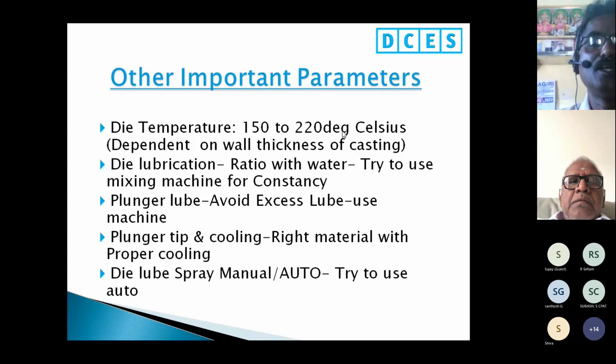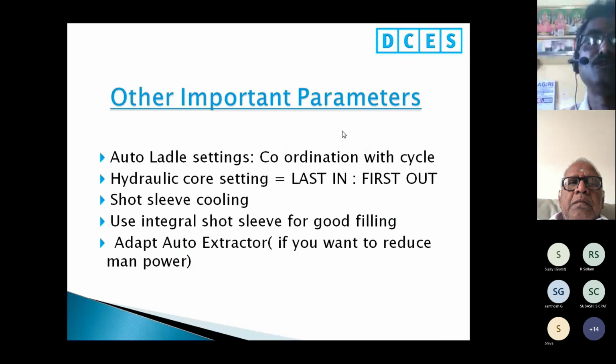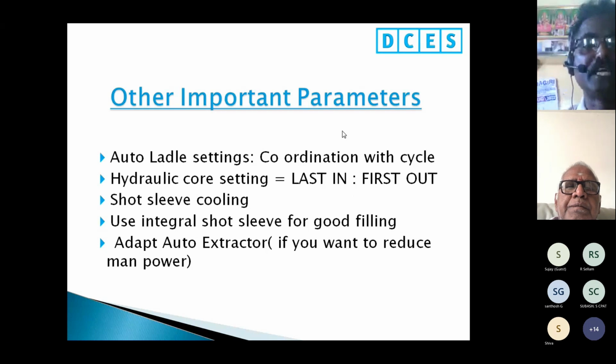Plunger tip and cooling: the right material with proper cooling should be used. Die spray, manual or auto: try to use auto spray. Auto ladle settings should coordinate with the cycle time. Sometimes the auto ladle takes the material and waits at the shot sleeve for a few seconds. It will lose temperature and create a problem. While the die is closing, the auto ladle should come to the shot sleeve and should not wait more than maybe 3 to 5 seconds. It should be adjusted in such a way.